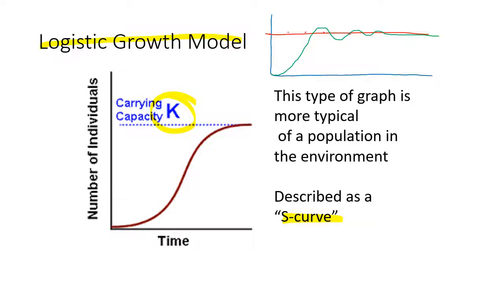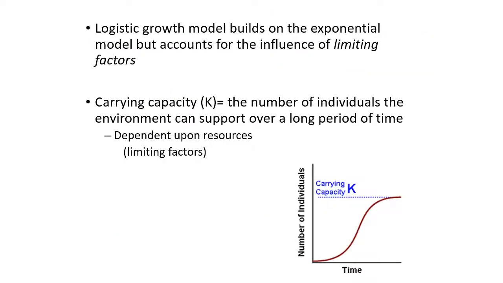This is also known as an S curve. So please remember J curve for exponential, S curve for logistic, because it looks like an S. So this builds on the exponential model, but accounts for the influence of the limiting factor. So carrying capacity K is the number of individuals that the environment can support over a long period of time. So this shows that it's dependent upon resources and the limiting factors.